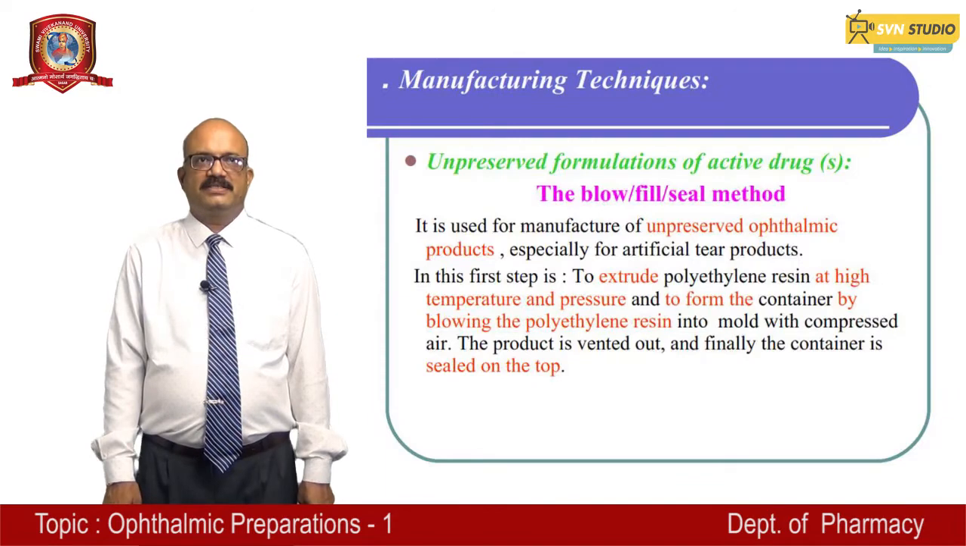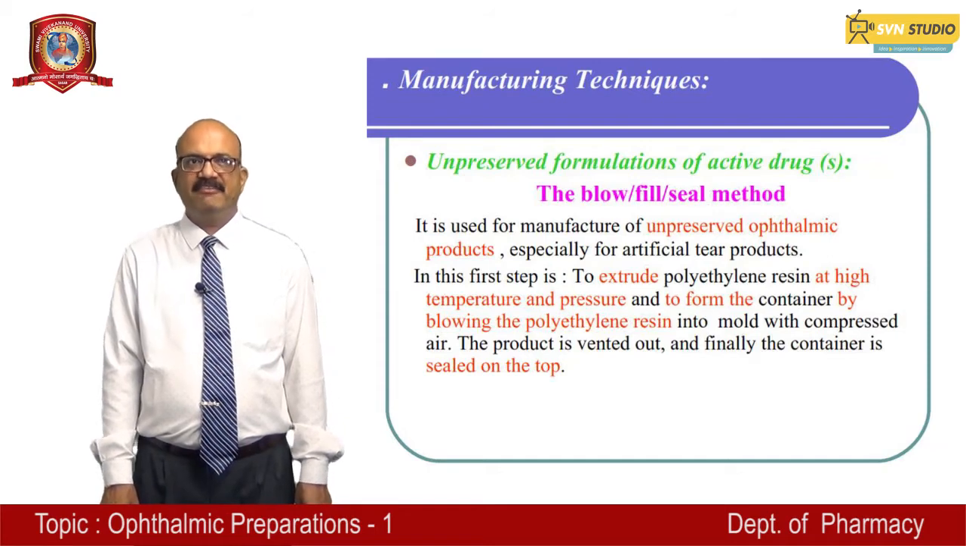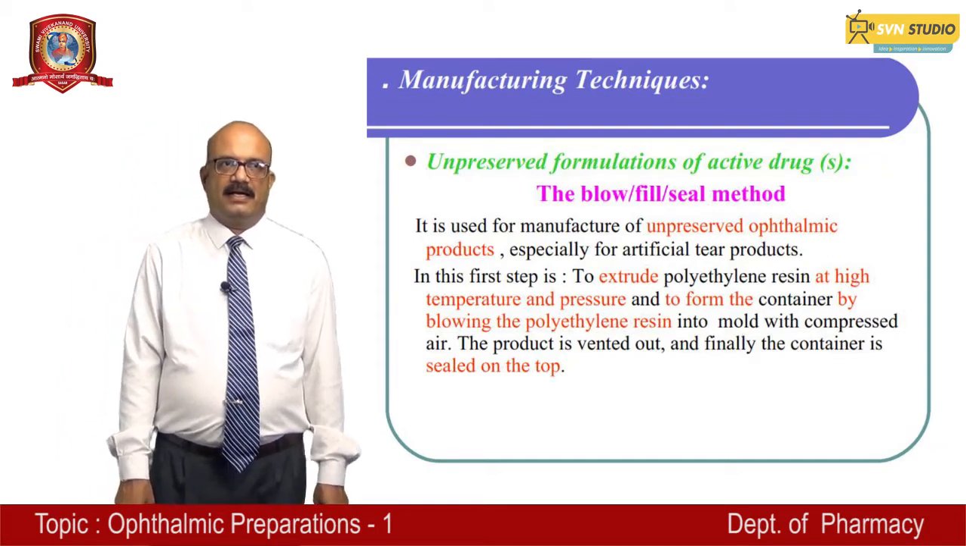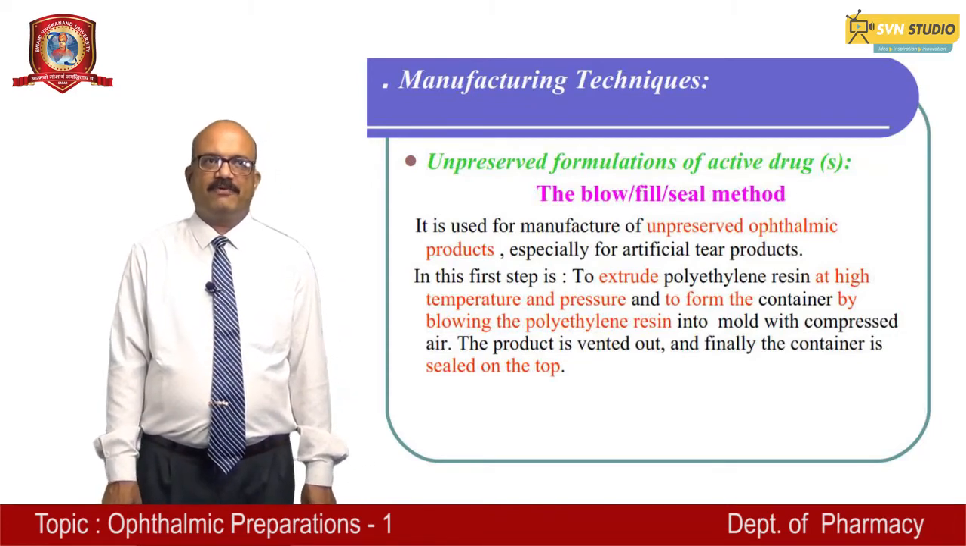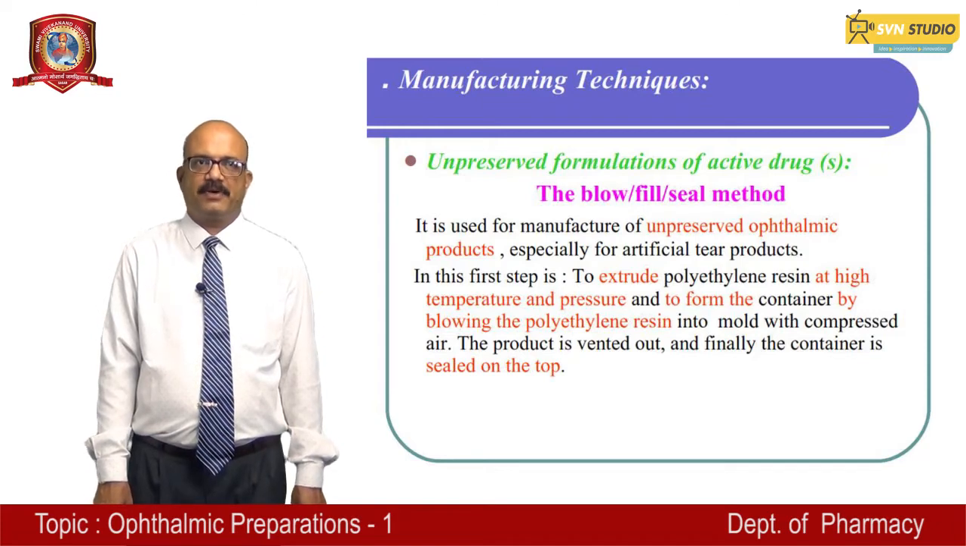For unpreserved formulations of active drugs, the generally preferred method is the blow fill seal method. The BFS method is generally used. In this method, we can manufacture unpreserved ophthalmic products, especially artificial tear products.